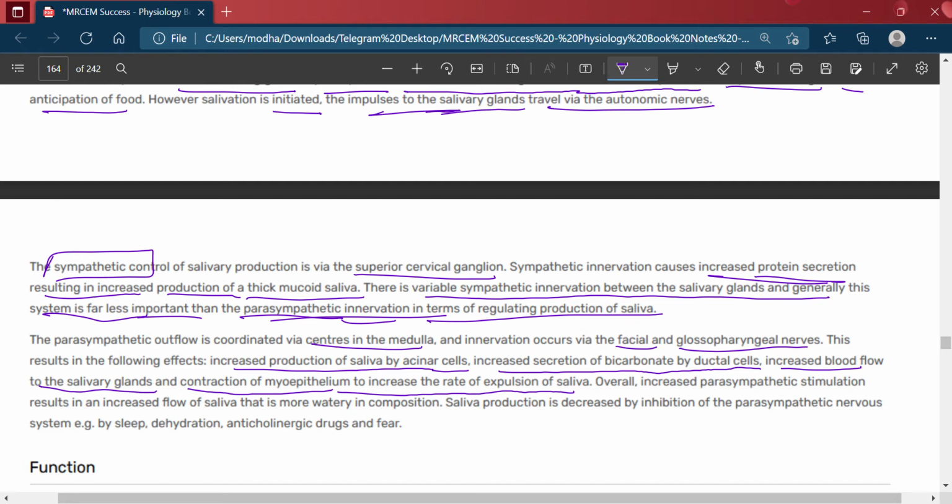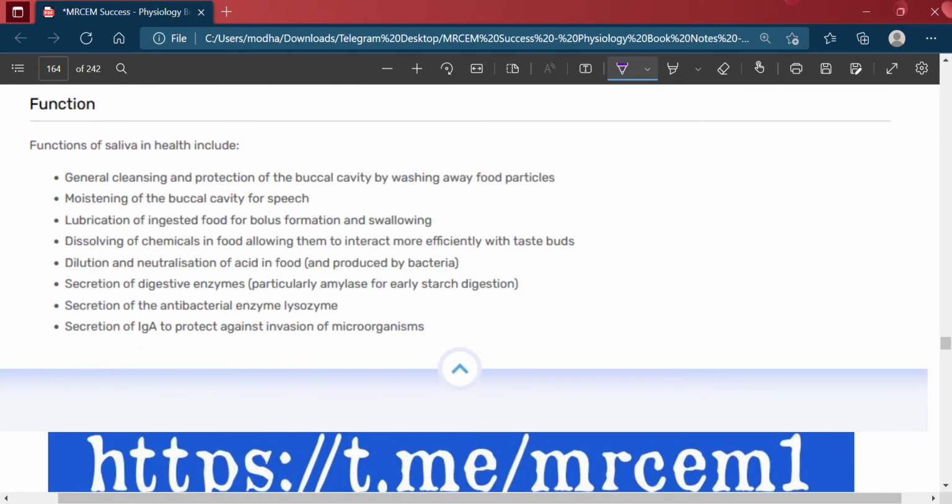Overall, increased parasympathetic stimulation results in increased flow of saliva that is more watery in composition. Saliva production is decreased by inhibition of the parasympathetic nervous system by sleep, dehydration, anticholinergic drugs and fear.